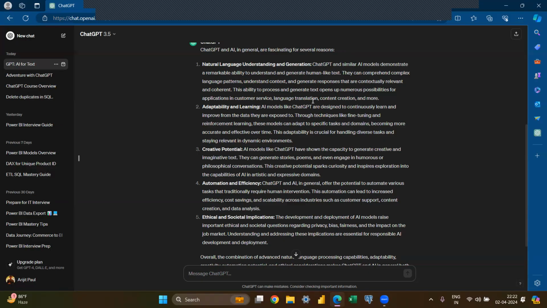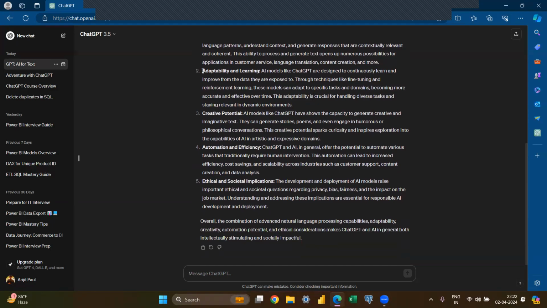One of the more important parts, in point number two, is adaptability and learning, where AI models like ChatGPT are designed to continuously learn and grow as we are typing, as we are using this tool. It generates an understanding where we are able to keep the model trained by our prompts, by being more efficient and more productive. Adaptability is a very important and crucial task for handling diverse kinds of tasks and staying relevant in dynamic environments. So it's very important to be accurate and to be brief.